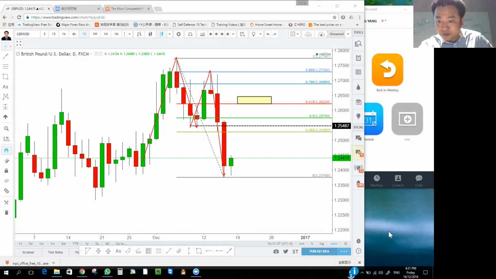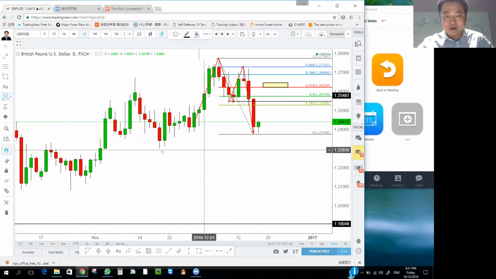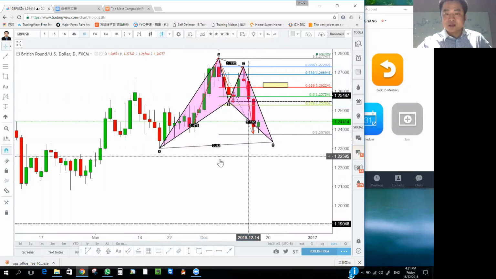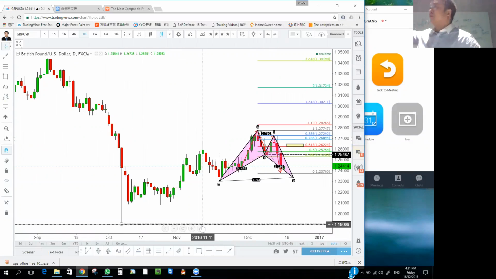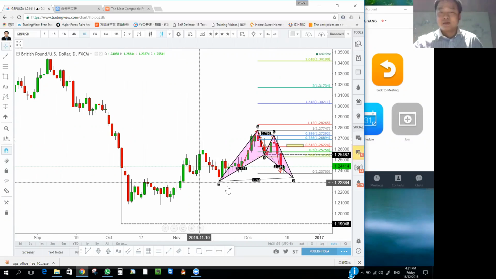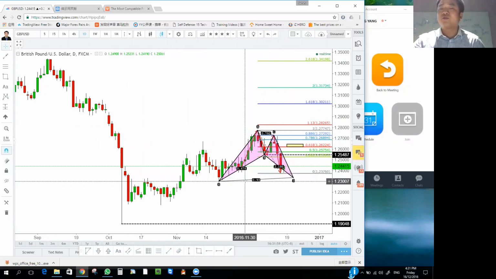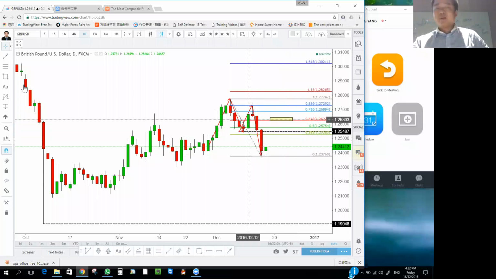Yes, you are right, Jamie. Sterling bat? Oh yeah, but just trust me. I know you say there's a bat pattern here, but check where your X point is. Is your X point at this low? No. We don't want to use the middle X point; we want to use the extreme X point. And you know that the trend now is coming down. It's a bearish market, so you don't want to find bullish patterns. You want to find bearish patterns. The bearish pattern is here.